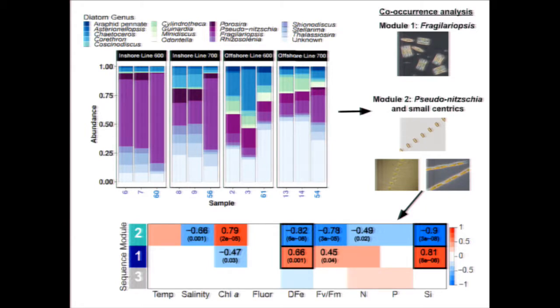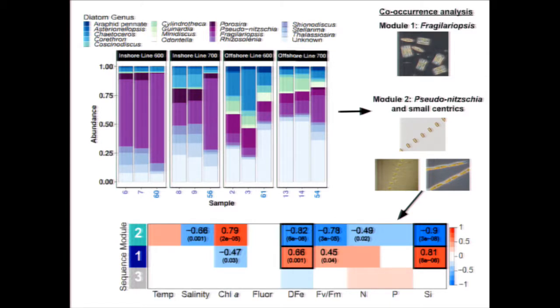Our DNA barcoding method showed us that the sampling sites between the years are actually quite similar, but where they differ is by sampling location. The inshore samples where there's higher iron were significantly different than the offshore samples where there was lower iron. To look at these differences in a little bit more detail, I did a co-occurrence analysis where I tried to identify co-occurring groups of different diatoms. Within the data, I found there were two main groups of diatoms.